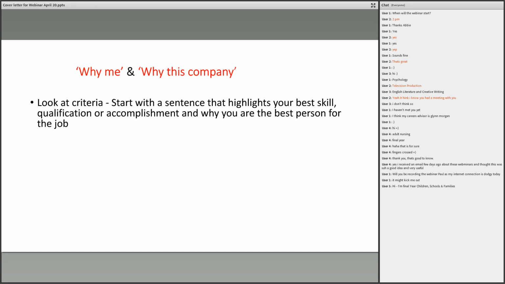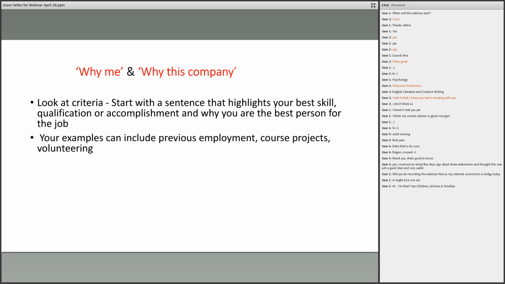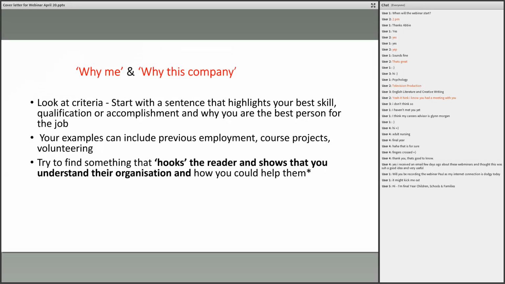And again, if you grab the attention, they're going to read it and they want to read your CV. Again, your examples come from employment, projects, volunteering, and can be your interests as well. A guy I saw a few years ago was very into Russian films. He told us all about Russian films, so you're interested in the film industry, that's really good. Again, you need to try and find something that hooks.